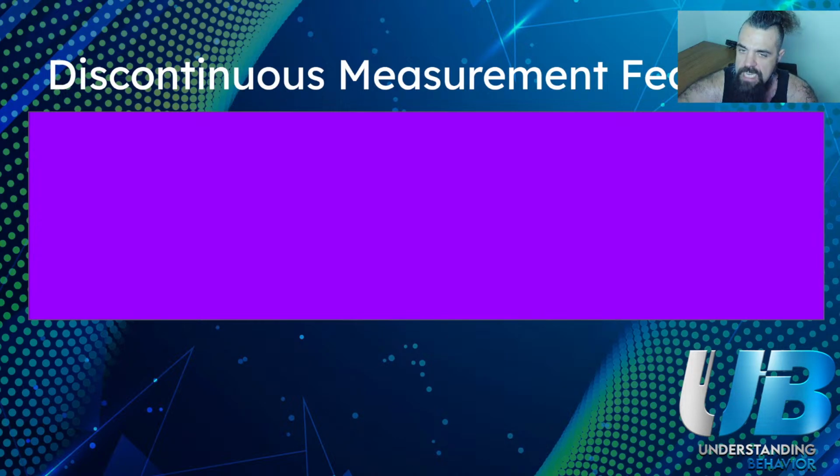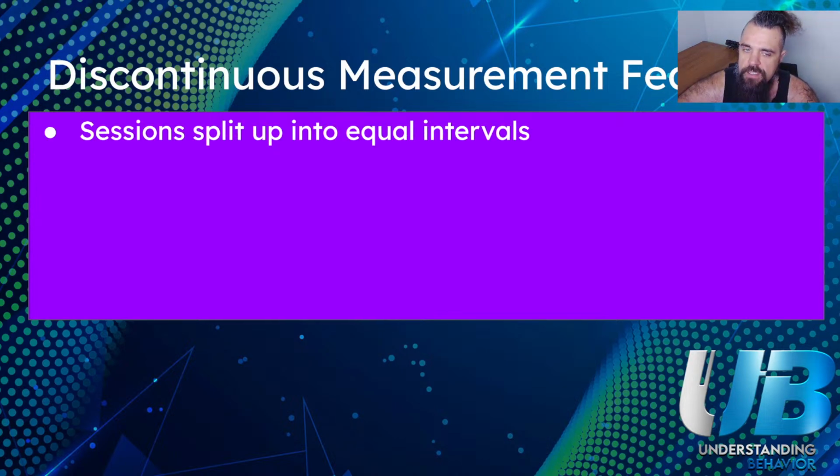Before we talk about the different types, let's talk about some features that relate to all of our discontinuous measurement procedures. So in each of these, we're going to split up our session into equal intervals. There's not really a hard rule on how to do this, but essentially you want to make it doable for your data collector and short or long enough to provide useful information. The rule behind this is that the shorter the intervals that you do, the more accurate data you're going to have, or less of an artifact, or another way to think about that is it's going to more closely align to a continuous measurement.